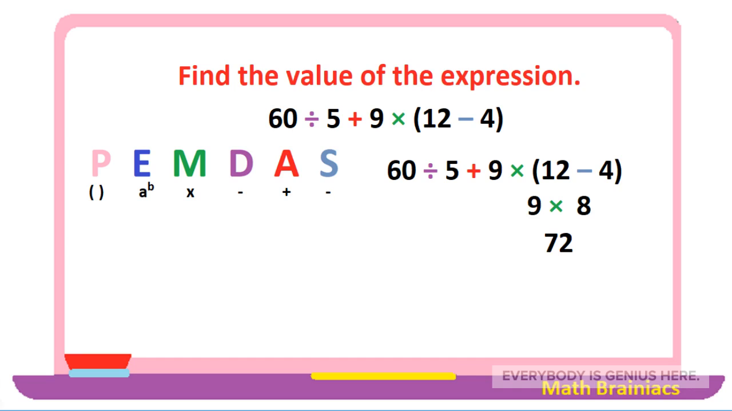After working on the parentheses, there is multiplication. So we're going to multiply 9 by 8 and it will give us 72. After multiplication, there is division in the expression. So we're going to work on the division. 60 divided by 5 will give us 12. After division, there is addition, so we can add now 12 and 72, and it will give us 84. It is easy, right?